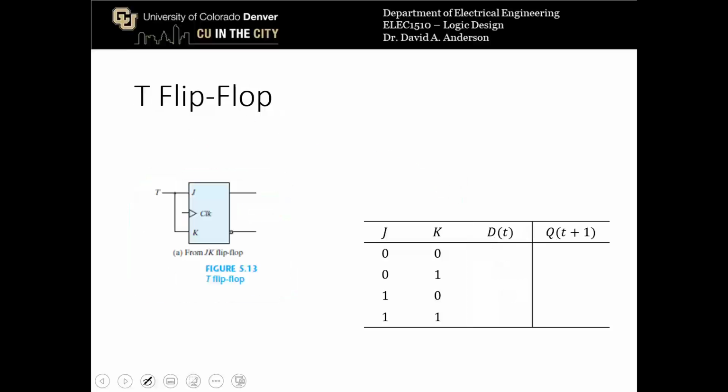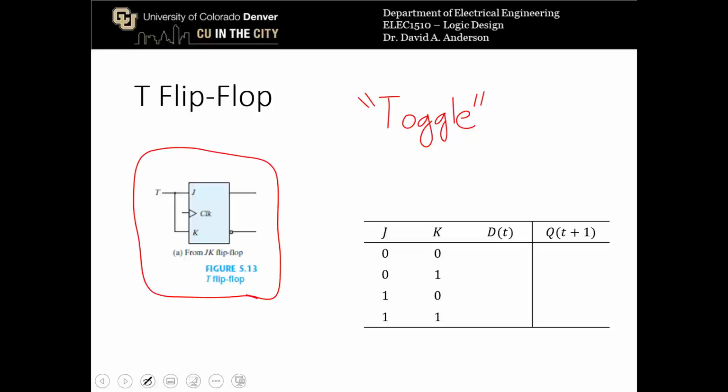A T flip-flop is an additional type of flip-flop that we can construct out of a JK flip-flop. T, in this case, stands for toggle, and T flip-flops are used exclusively for functions that involve toggling outputs, like clock generation, for example. In the diagram here, you can see that the T flip-flop has only one input, T, which is connected to both J and K for a JK flip-flop.